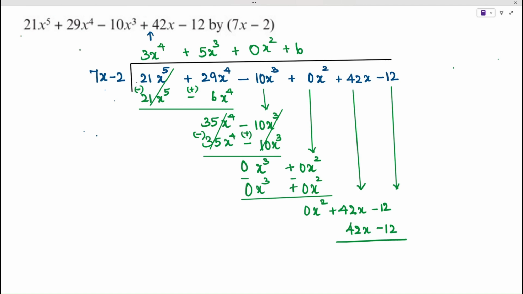We subtract our two equations here. They both cancel out, and we're left with 0. So in your answer, you would write this out as 3x to the 4 plus 5x cubed plus 6. So you wouldn't add your 0x squared value in.